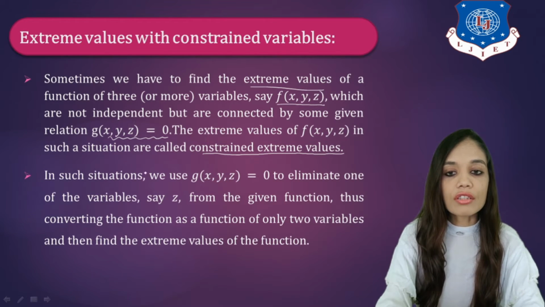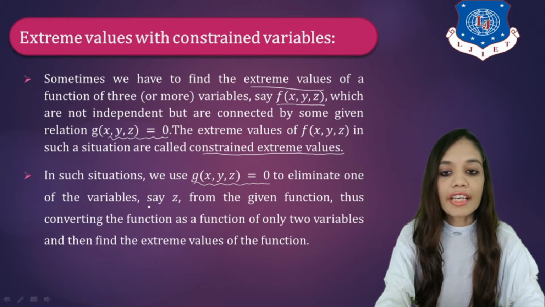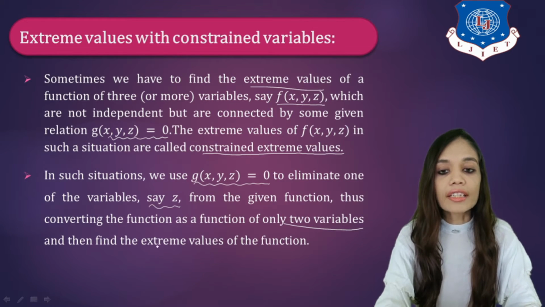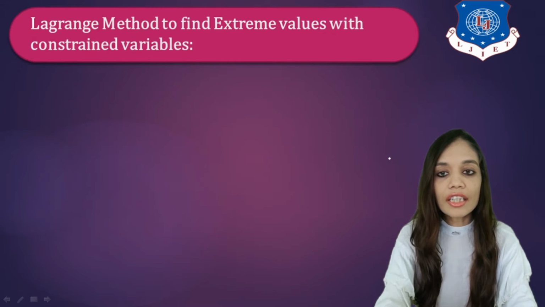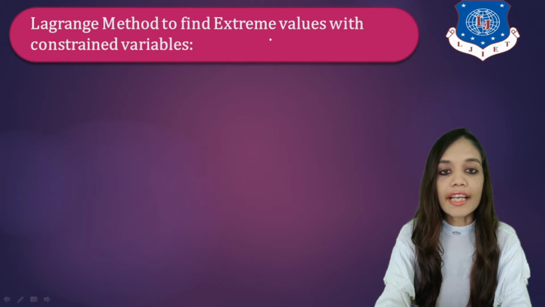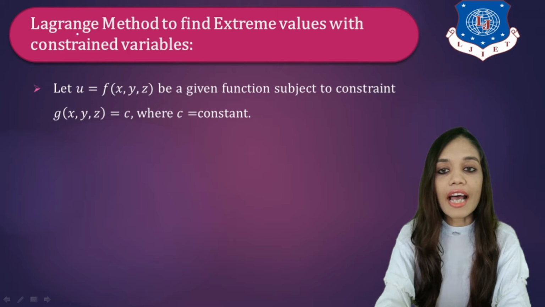In such situations, we use g of x, y, z is equal to 0 to eliminate one of the variables, say z, from the given function, thus converting the function as a function of only two variables and then find the extreme values of the function. So now let us study the method to find extreme values with constrained variables. The method is known as Lagrange method. So let us go to the steps of Lagrange method.